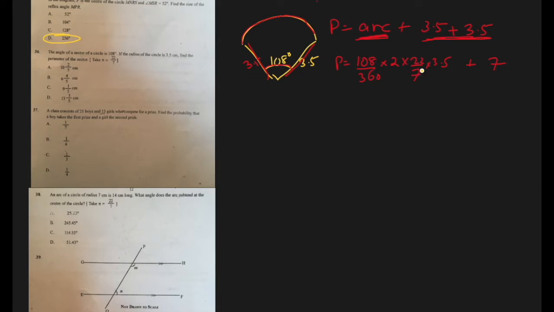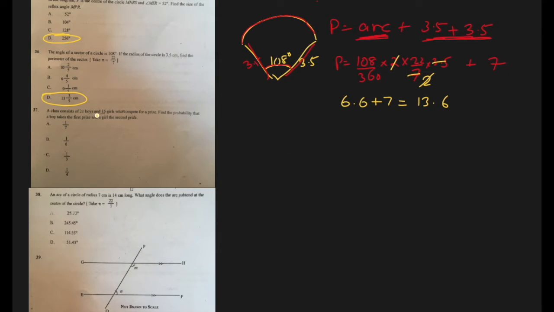So let's find it out. 3.5 and 7 cancel, 2 and 2 cancel. 6.6. So 6.6 plus 7 becomes 13.6, which is D.